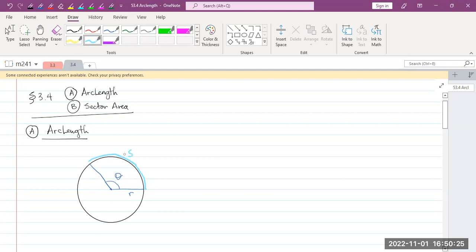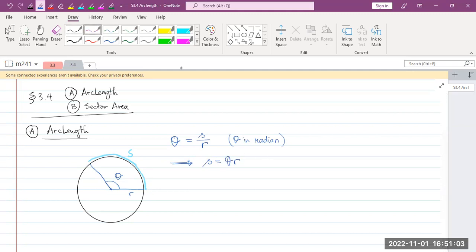We call that S. Now, we have learned in the past that theta is equal to S over R when theta is in radian. That's actually the definition of angle in radian, right? From there, we multiply both sides by R, and we get the arc length S is equal to theta times the radius. Again, theta has to be in radian.